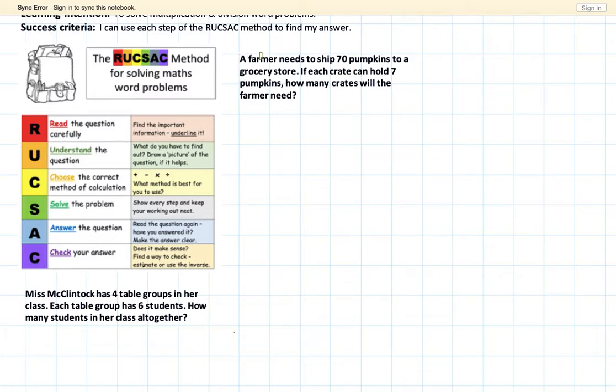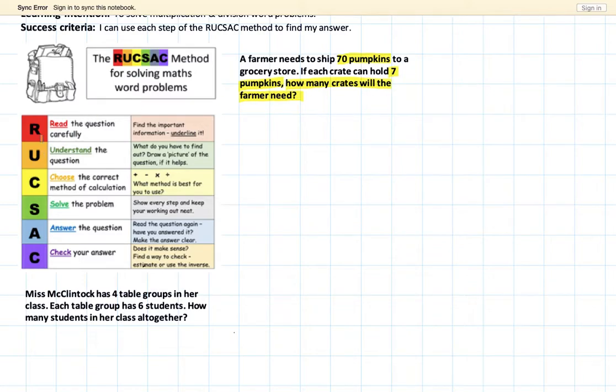A farmer needs to ship 70 pumpkins to a grocery store. If each crate can hold 7 pumpkins, how many crates will the farmer need? I'm going to go through and highlight the important information. A farmer needs to ship 70 pumpkins. I'm going to highlight the number because I'm going to need that. To a grocery store, if each crate can hold 7 pumpkins, there's my other number. How many crates will the farmer need? I'm also going to highlight that last question because this tells me what I need to solve.